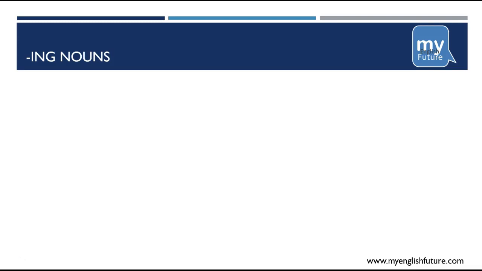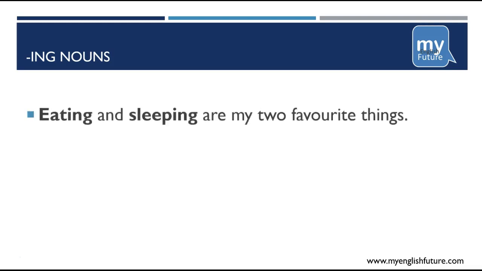How are you with -ing nouns, or some teachers call these gerunds? Eating and sleeping are my two favorite things. You can't say eating and I like sleep. It doesn't work. You must use the same structure, eating and sleeping.